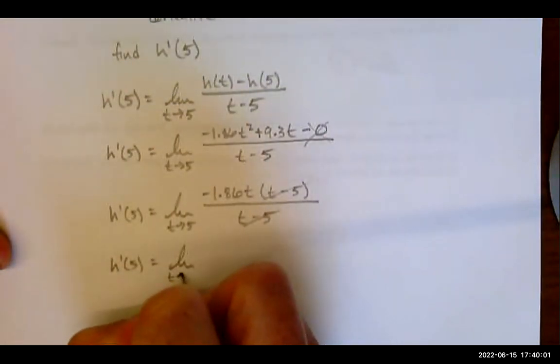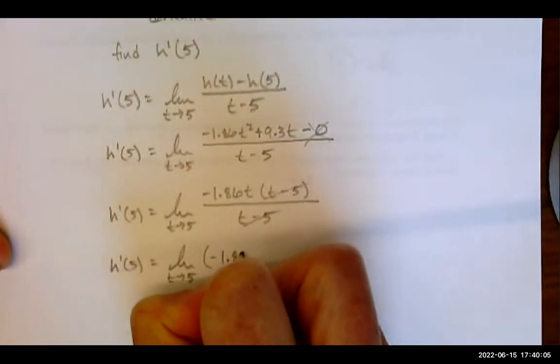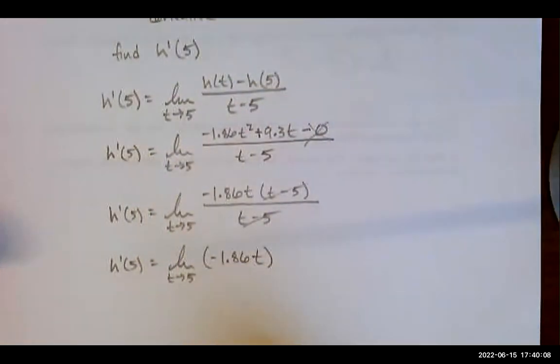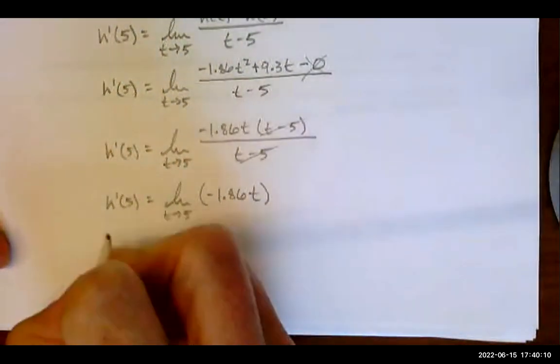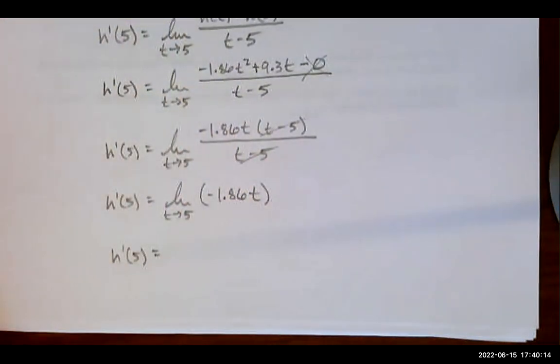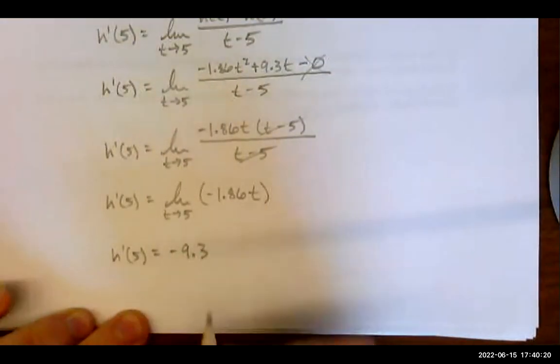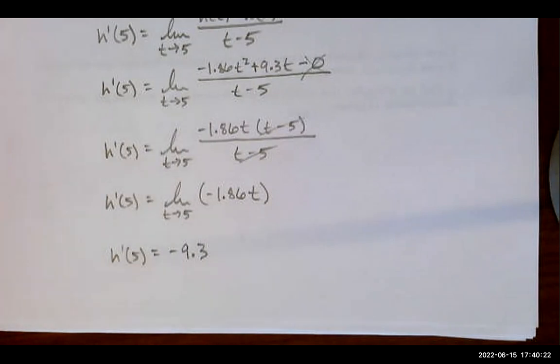The limit as t approaches 5 of negative 1.86 t, and we'll have it. Is that going to give us negative 1.86 times 5? Negative 9.3. Oh, okay. Interesting.